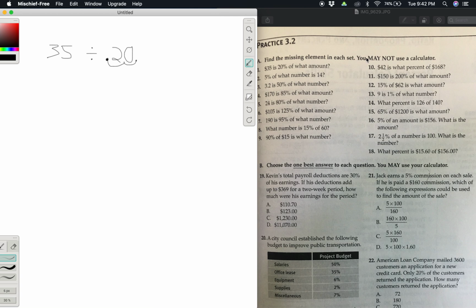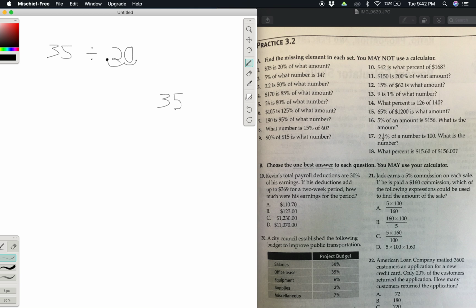It says you may not use a calculator here. I'm going to use a calculator for most of these. I'll do the first one without a calculator, since again this isn't about doing a division problem. More than anything, this is about knowing how to set this up. You should already know how to do division, which is why I'm going to use the calculator. Also, it's a lot faster, but knowing how to set this up matters.